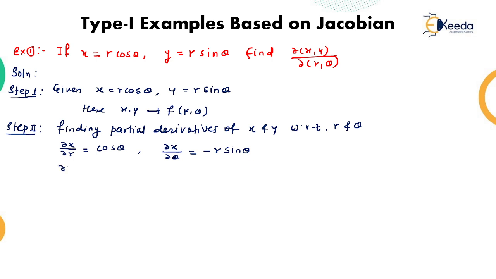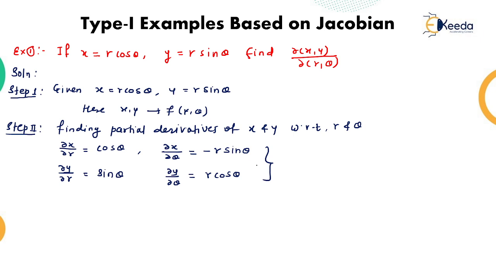Also you have to find ∂y/∂r and ∂y/∂theta. Y is r sin theta. With respect to r, you take the derivative of r only, and sin theta is a constant, so the derivative is 1 and ∂y/∂r is sin theta. Similarly for ∂y/∂theta, r is constant and the derivative of sin theta with respect to theta is cos theta.